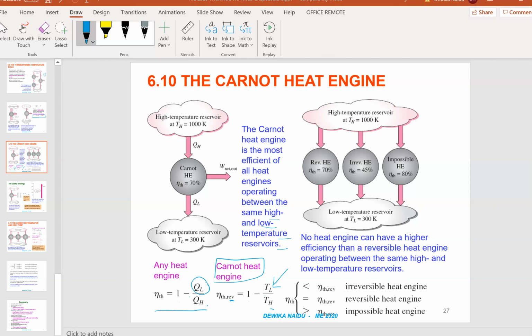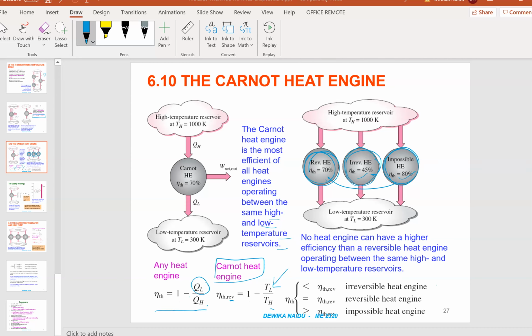No heat engine can have a higher efficiency than a reversible heat engine operating between the same high and low temperature reservoirs. We have three heat engines here. Let's analyze them. This is a reversible heat engine, at 70%. An irreversible one will always be lesser than the reversible, so in this case it is 45%.